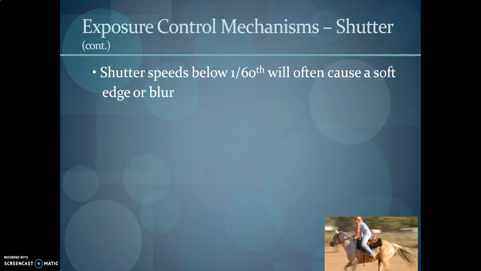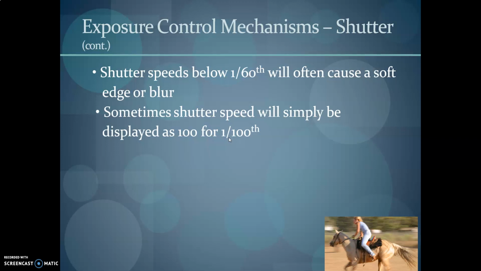Continuing on here with shutter, there we go. If it dips below 1/60th, you're going to end up with something like this. Is this a bad picture? No. But if you look at the edges of the horse's legs, they're soft. Why? Because the shutter speed wasn't quick enough to freeze that motion.